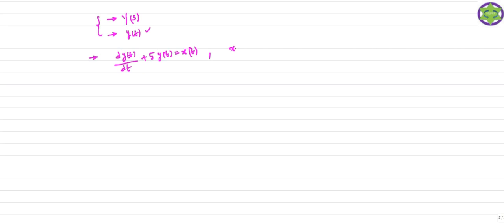Here x of t is also given to you, which is the input. The input given to you is 3 e power minus 3t minus 2t into u of t. So this is the input given to you, and this is the differential equation described by our system. Using these two, I am going to do step 1, which is finding Y of s.